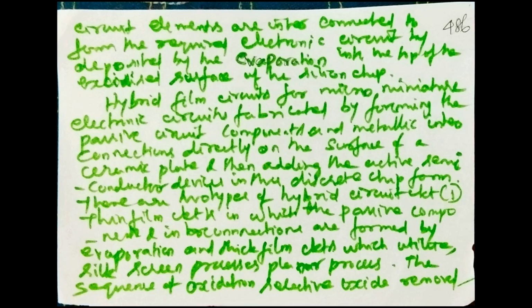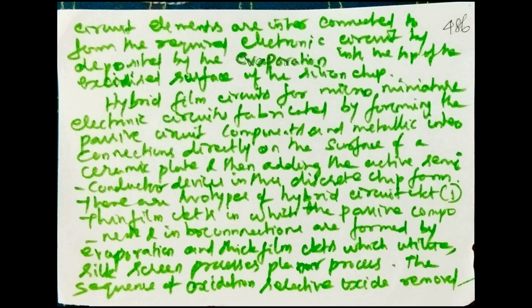Hybrid film circuits are micro miniature electronic circuits fabricated by forming the passive circuit components and metallic interconnections directly on the surface of a ceramic plate and then adding the active semiconductor devices in discrete chip form. There are two types of hybrid circuit: thin film circuits, in which the passive components and interconnections are formed by evaporation, and thick film circuits, which utilize silk screen processes.